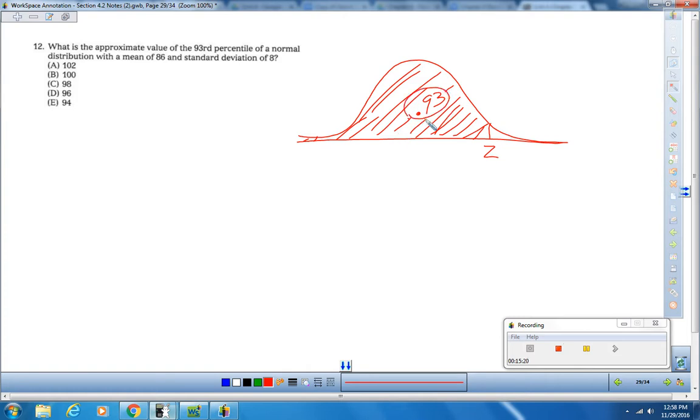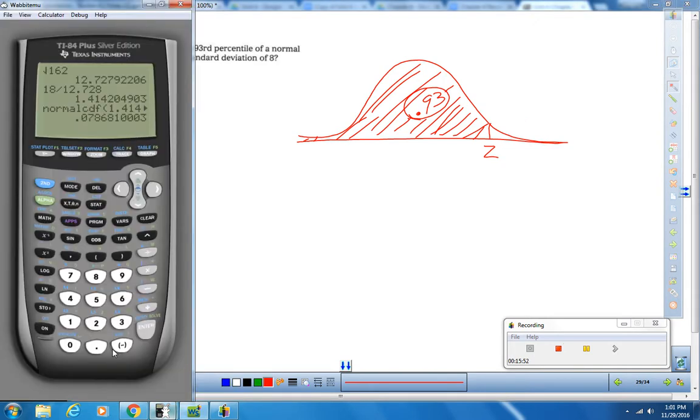How can I calculate that? Well, that's what inverse normal is for. Inverse normal gives us a z-score based on a less than probability. So our less than probability here is 0.93. If it was greater than, like let's say they gave us 0.07, we would have just done 1 minus to find the less than, and then use inverse normal. Hopefully that made sense. So let me clear this out a little bit. So I go to distribution, inverse normal.